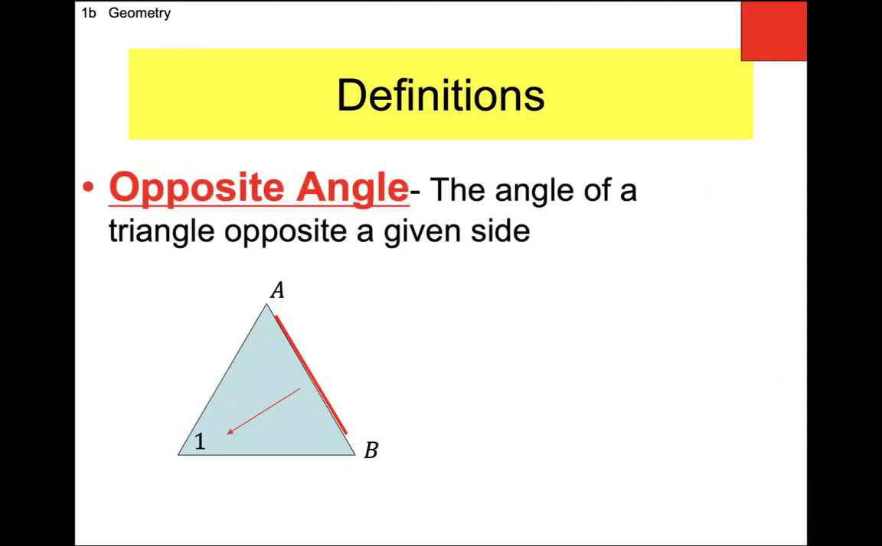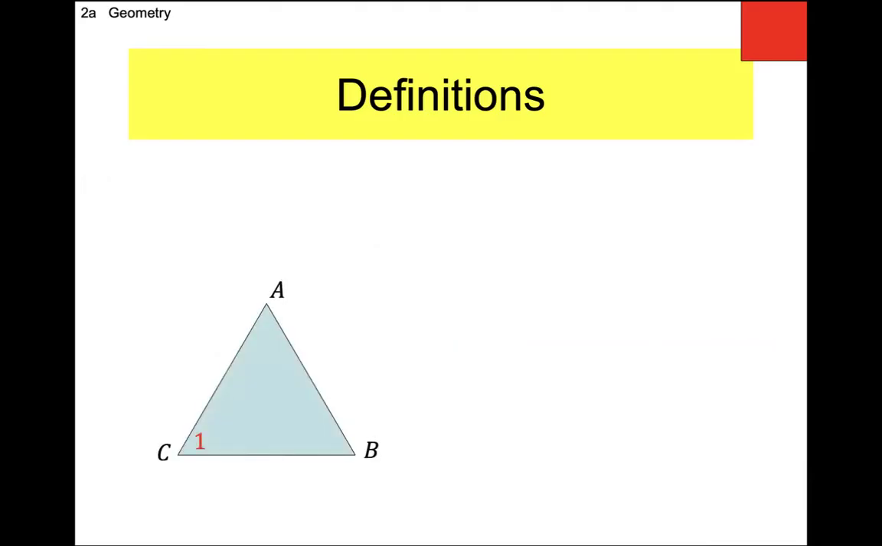So the angle of a triangle opposite a given side. So the only difference between an opposite angle and opposite side is what do you start with? To be an opposite angle, you start with the side. To be an opposite side, we start with an angle. Hopefully that made sense. If not, rewind the video, play it again. Okay. Moving on, more definitions.